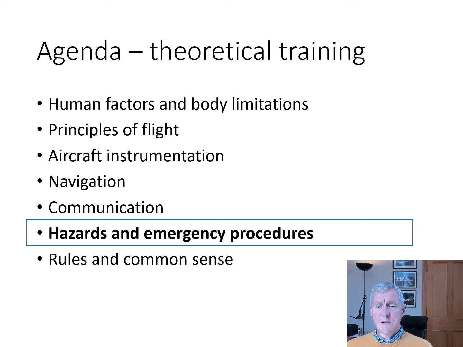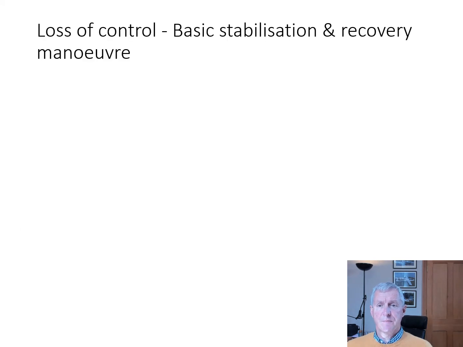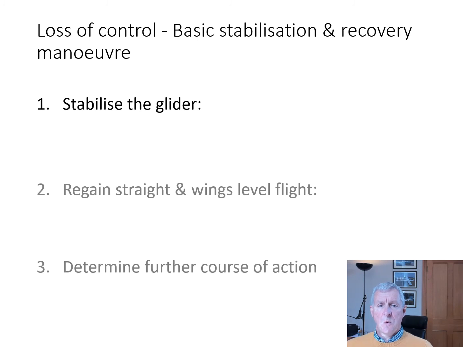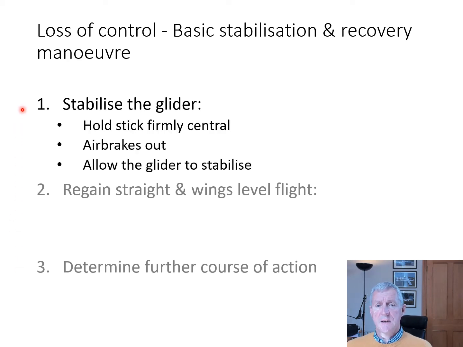Let's have a look at hazards and emergency procedures. So the first one we're going to think about is loss of control. So the basic stabilisation and recovery manoeuvre. What we do is we stabilise the glider, we regain straightened wings level flight, and then we think about what we're going to do next. How do we stabilise the glider? We hold the stick firmly central, we open the air brakes, and we allow the glider to stabilise. If we've got flaps, we want to have those flaps in a neutral setting.